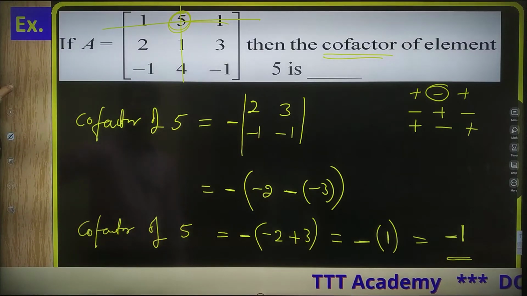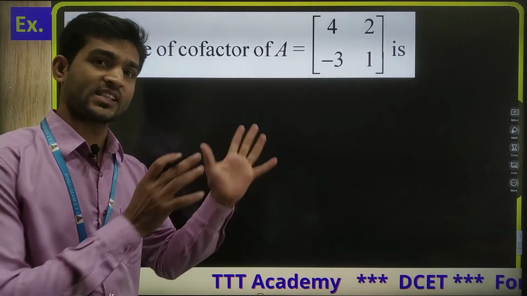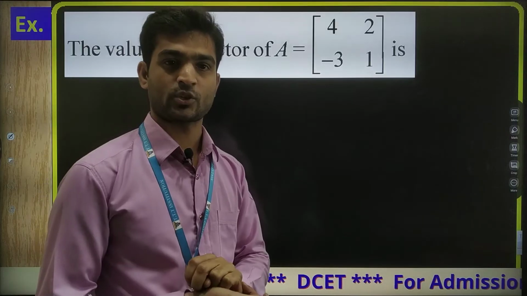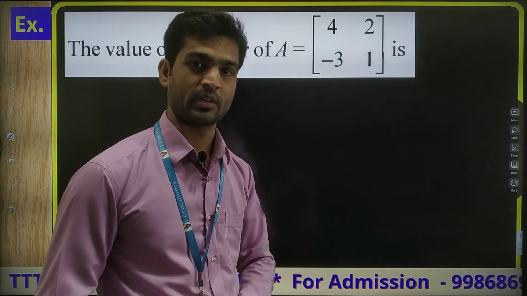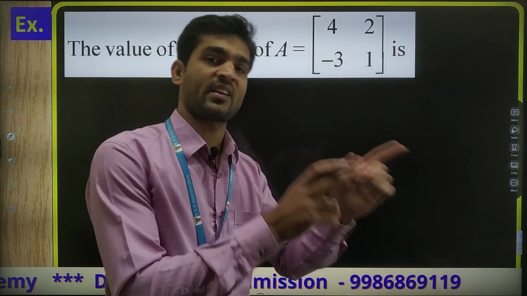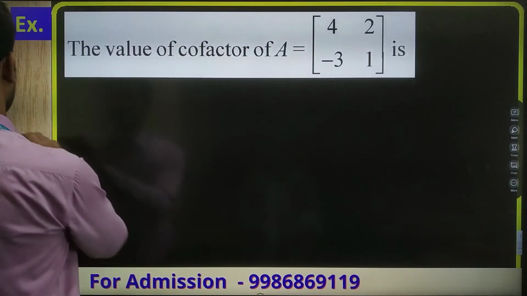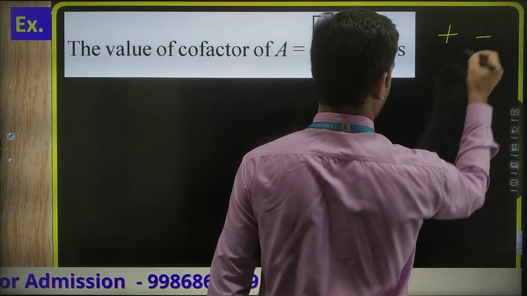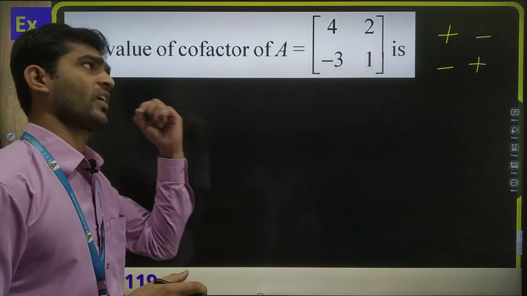So next is the value of cofactor of A. See, in this question this is very important. Until now we took a 3x3 matrix and were finding the cofactor for any one element. But in this case we are finding cofactor of a matrix, and the matrix here is 2x2. Again, it's simple, dear students. If you want to write cofactor, the proper signs are plus minus, minus plus. So now we need to write cofactor for all the elements.